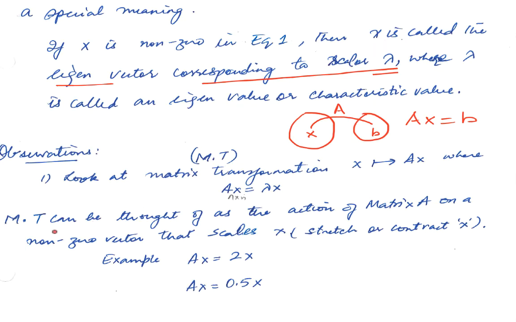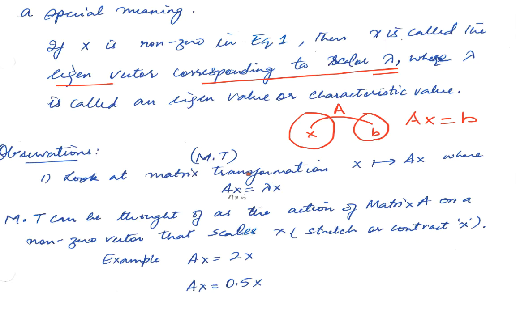Let me repeat, this matrix transformation is an action of the matrix A on a non-zero vector which scales the vector x. You can stretch it or contract it. For example, the stretching would be Ax equals 2x. Contracting would be Ax equals 0.5x.